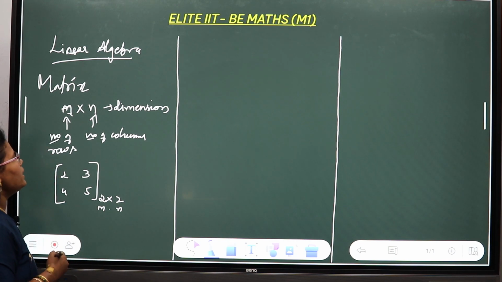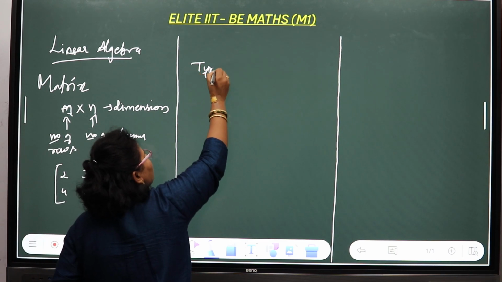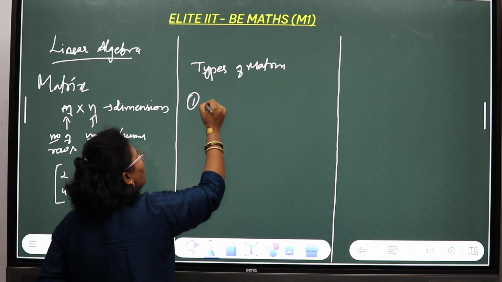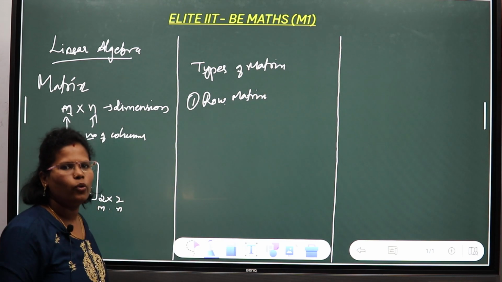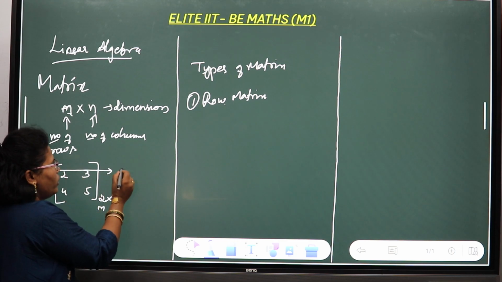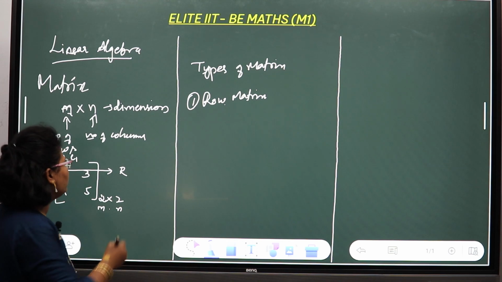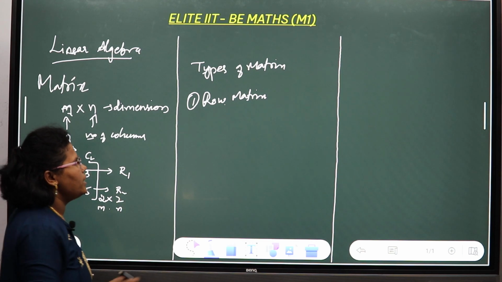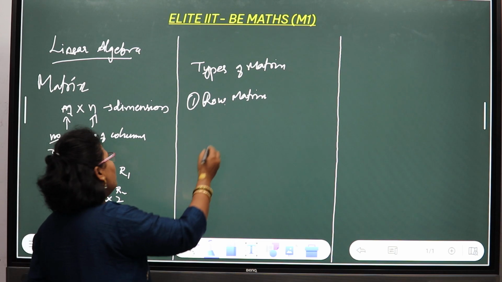Okay. Now we see what are the types we have under matrix. First we have row matrix. So a row matrix is nothing but it has only a single row. So you know what is row and column? This way we call it a row, horizontal and vertical basically. So this is column 1 and column 2, and this is row 1 and row 2. So if your matrix contains only a single row, that's called your row matrix.